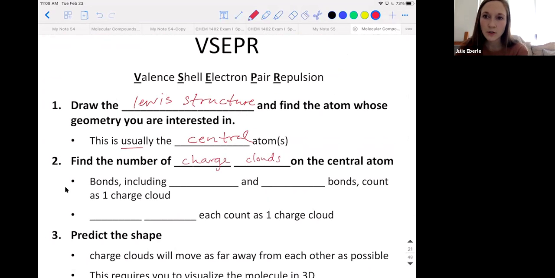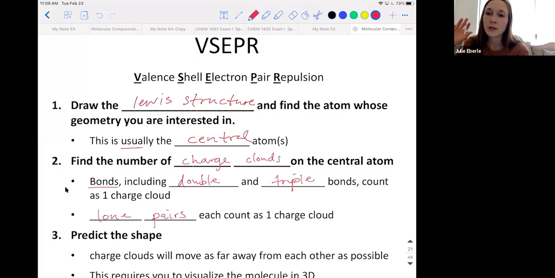What is a charge cloud? This is a new phrase. It's kind of like a new vocabulary term here. A charge cloud is either a bond or a lone pair. Bonds, including double and triple bonds, count as one charge cloud. And then lone pairs each count as one charge cloud.